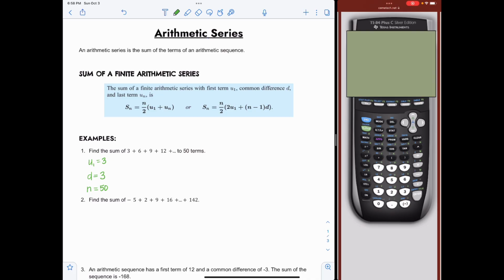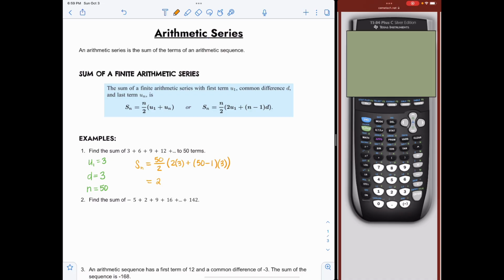So all I have to do is use the second formula here. So I'm going to use S of n is equal to n divided by 2, which is 50 divided by 2, times 2 times U1, which is 3, plus n minus 1, so it's going to be 50 minus 1, 50 terms, times the common difference, which is 3.